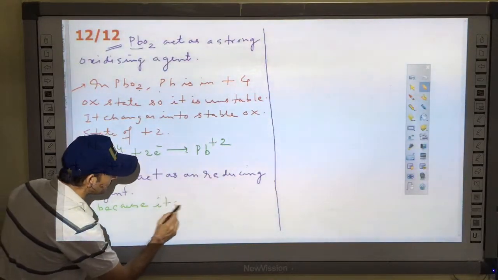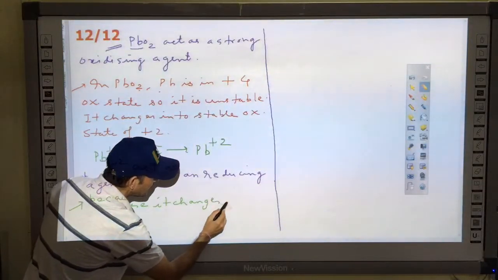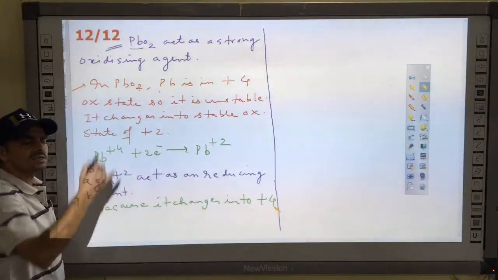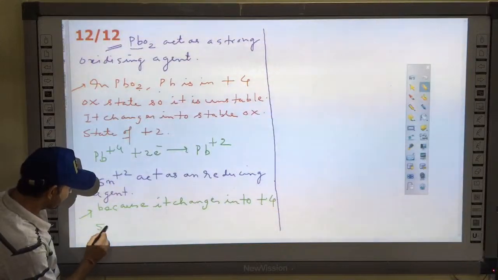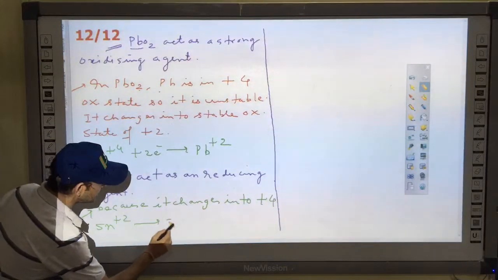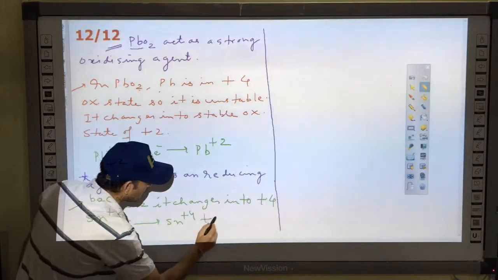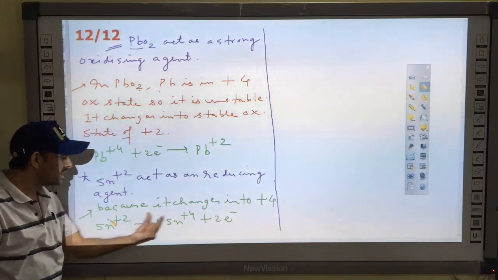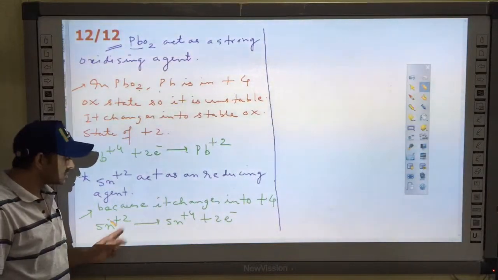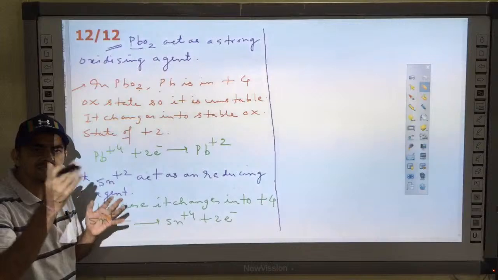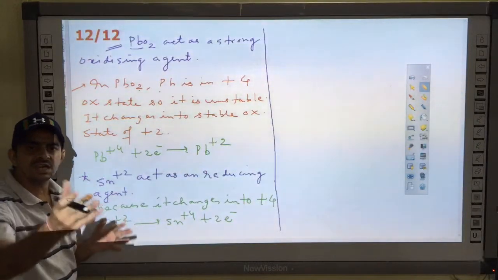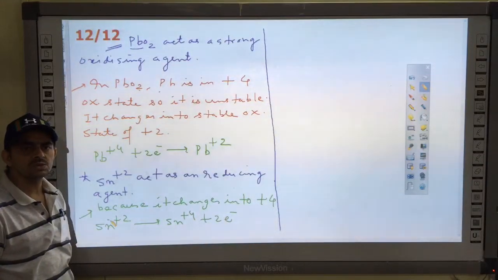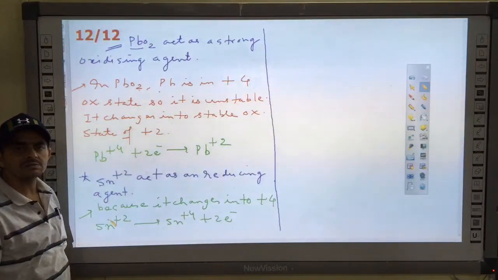Because it changes into what? +4. And it changes itself into +4 means Sn+2 will undergo oxidation, but it will reduce other elements. Tin is changing from +2 to +4. Sn+2, that is SnO, is behaving as a reducing agent. SnCl2 is behaving as a reducing agent because the oxidation state of tin is +2. Clear? So this is about common oxidation state.